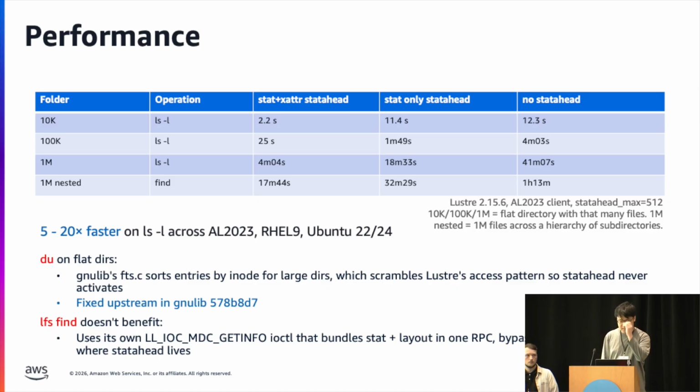But two things didn't work. One was du on large flat directories. du worked if the number of files is less than 10K, if I remember correctly, or 1 million, or maybe 10K. Larger than that, du didn't work. This is because of the sorting algorithm in GNU coreutils and gnulib that sorts by inodes. So it breaks some assumptions in Lustre StatAhead, so StatAhead didn't work for that case. We also have a fix in gnulib.